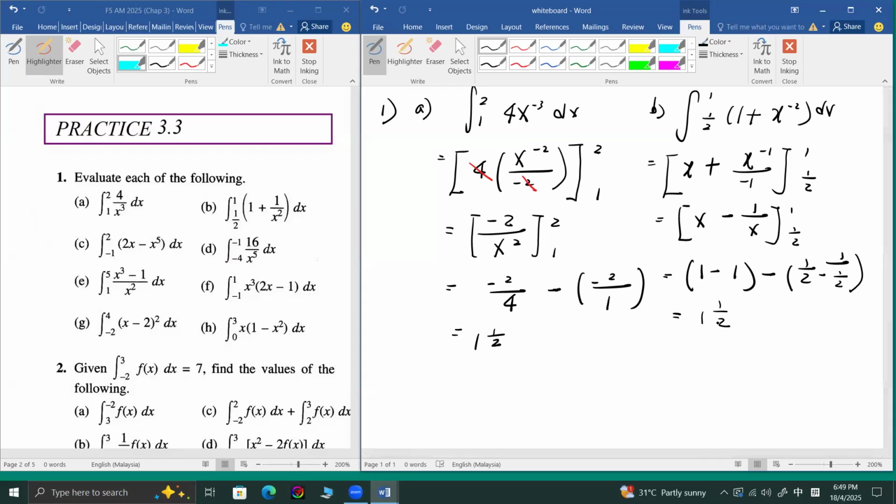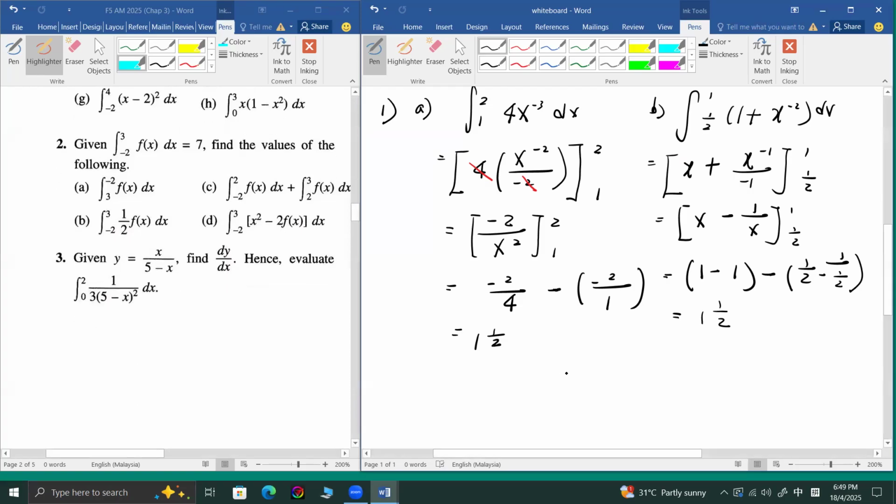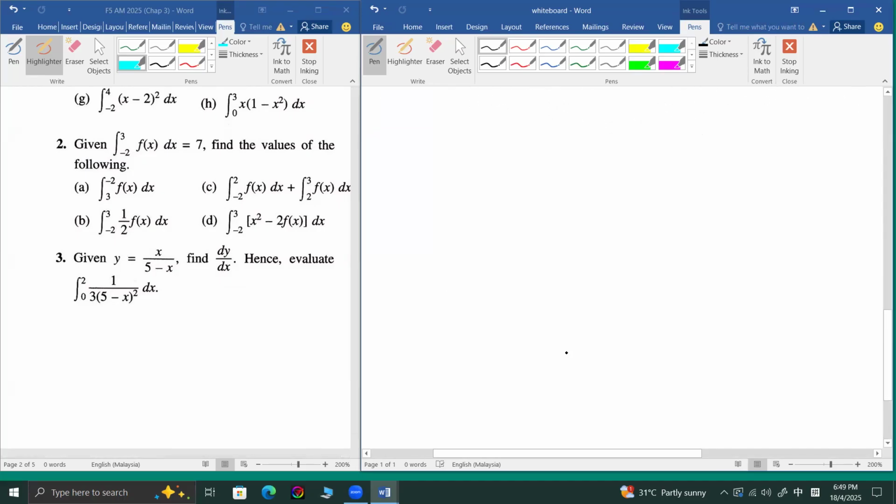Same thing. So for question 3.3, question 1, have done A, B, so C until H for y'all to try. Okay, so we go to question 2 now.